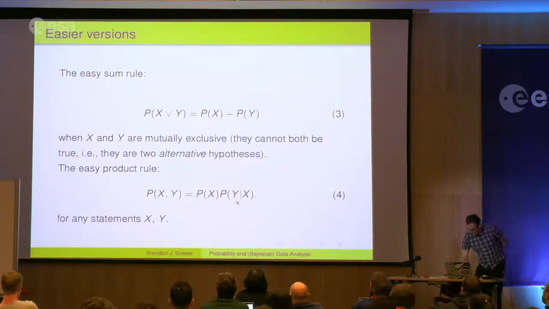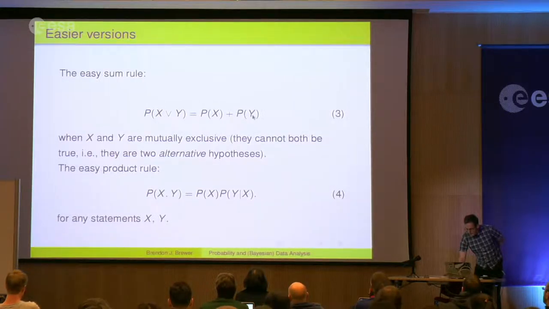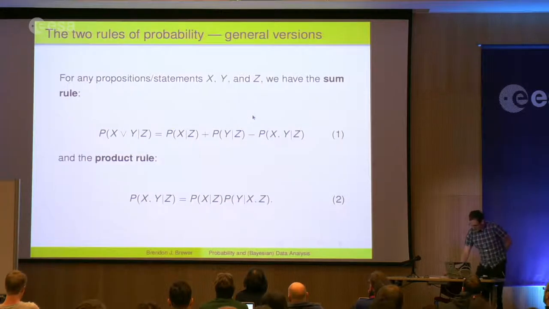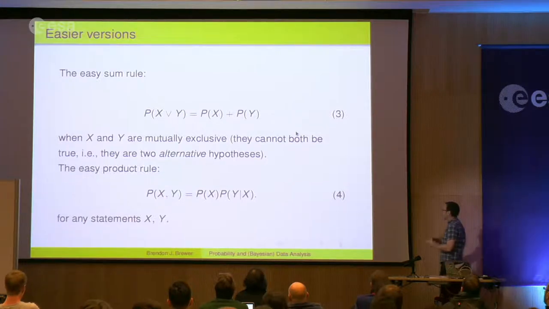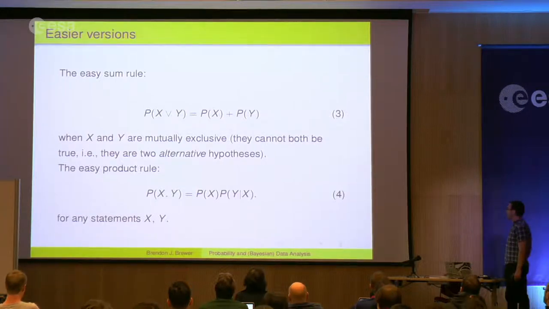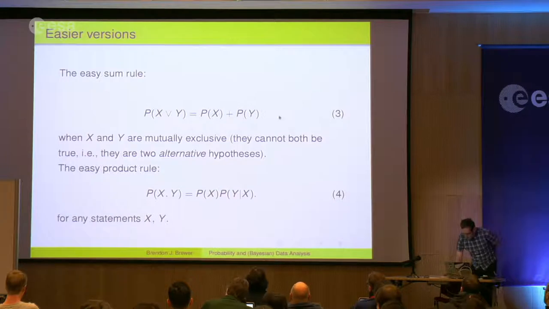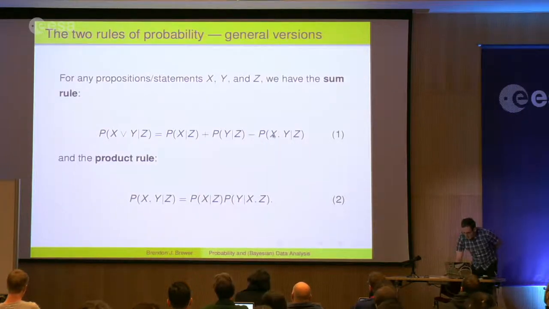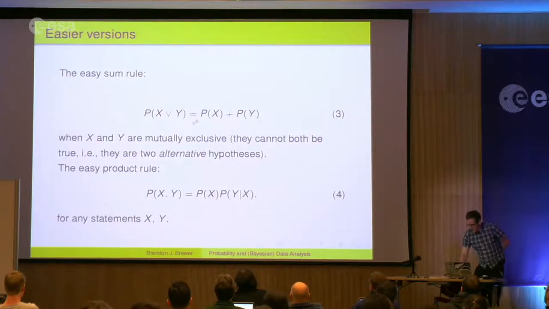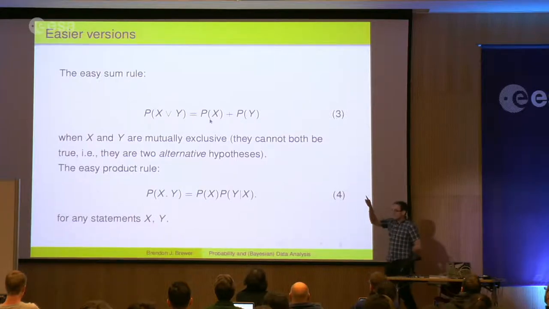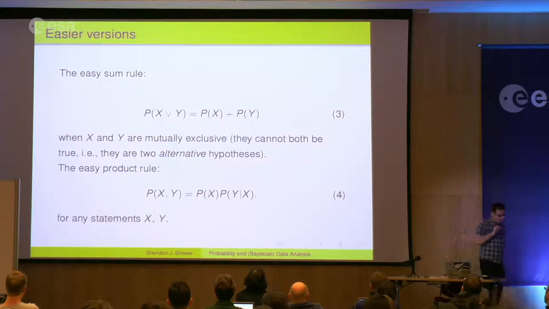So the sum rule, again, this is the one that's usually to do with OR. Probability of X or Y is the probability of X plus the probability of Y. And I've done two things to get from equation 1 to 3. The first is that I've dropped given Z from every term. I've just let whatever the background context of all these terms is be removed from the notation, just to make it easier. And I've left off the last term, the probability that X and Y are both true. And what that means is that this version of the sum rule is specialized to the case where X and Y are alternatives. They can't both be true at the same time.